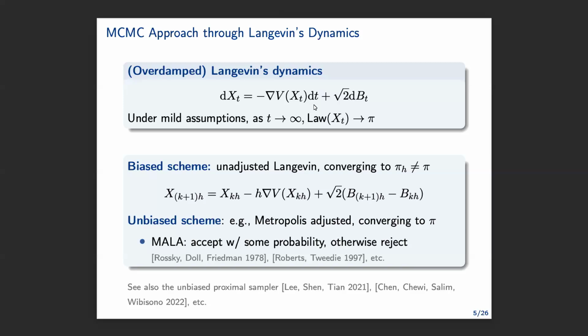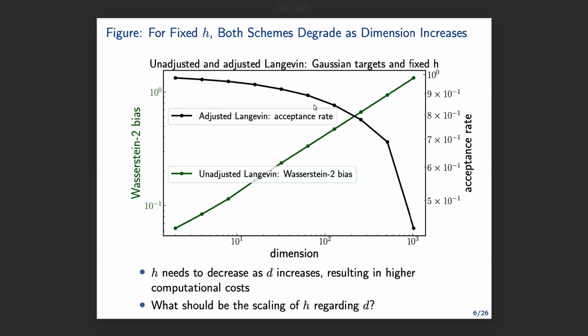Since our motivation, our problem of focus, is high-dimensional problems, it's natural to ask how they perform in high dimensions. We can have a very toy implementation to see what happens when dimension increases. For this figure, we implement the unadjusted Langevin and adjusted Langevin for Gaussian targets, the simplest distribution we can imagine, and fix the step size h. The x-axis is the dimension, which grows from 10 to 1000. The left y-axis is the Wasserstein-2 bias. Wasserstein-2 is a metric measuring distance between distributions, so the bias means the Wasserstein-2 distance between pi and pi h.